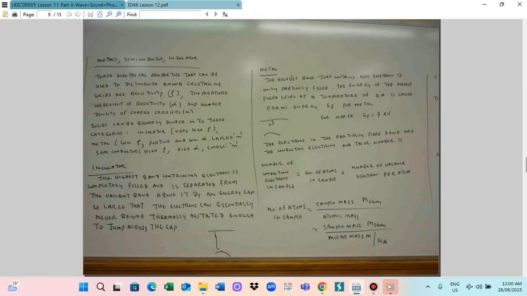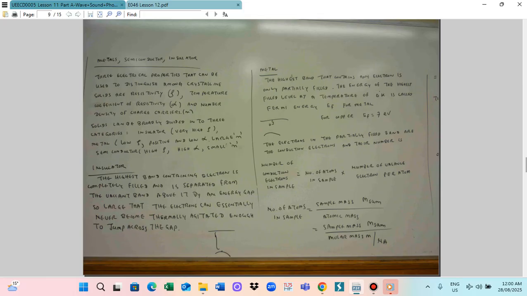In an insulator, the highest band containing electrons is completely filled and is separated from the vacant band above it by an energy gap. Normally the vacant band is for free electrons. So this energy gap is a high energy gap for the insulator. In a metal, electrons can move freely from one atom to another, one molecule to another molecule.